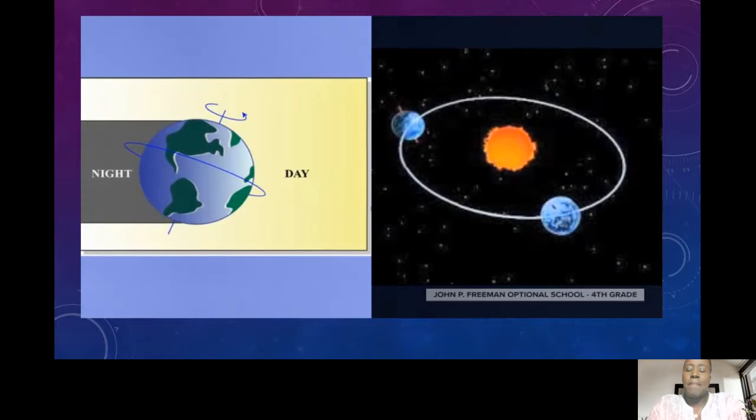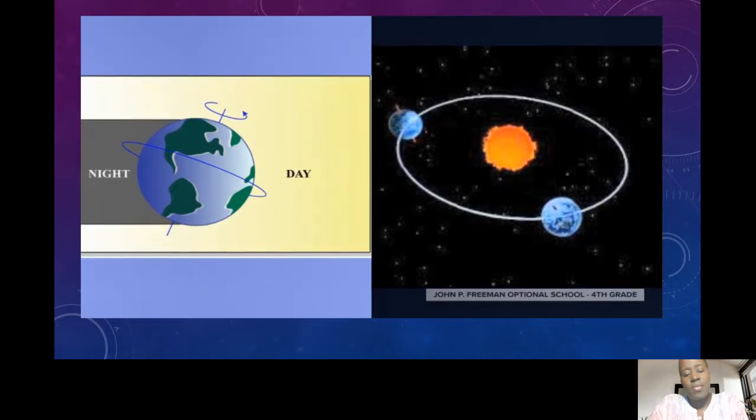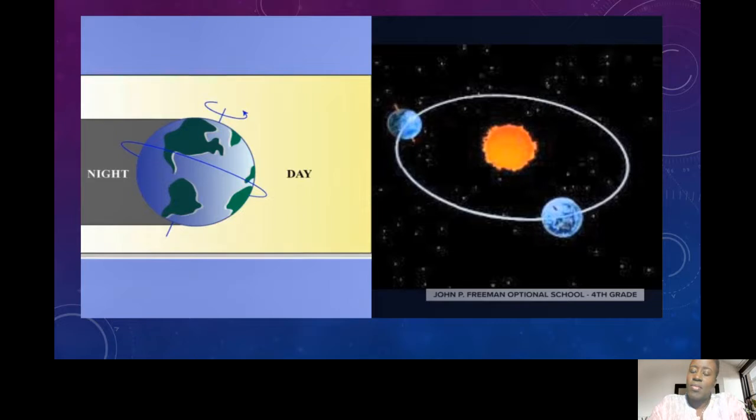Did you notice as the Earth was spinning on its tilted axis counterclockwise that one side of it experienced day, the side closest to the sun? The side farthest away from the sun experienced night. The other image shows the path or the orbit the Earth takes as it rotates around the sun.